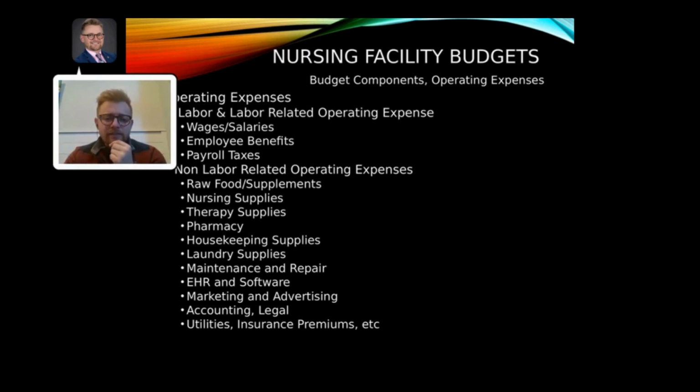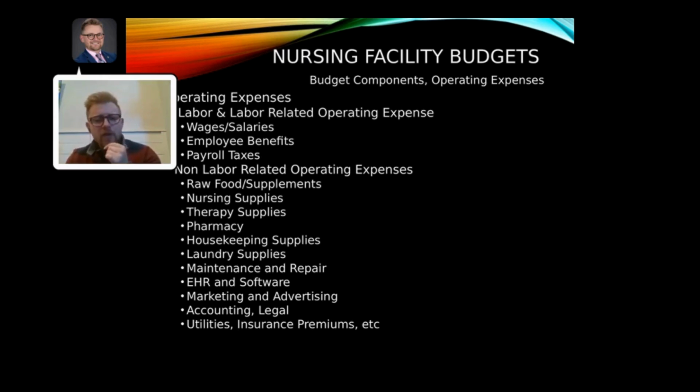It is the expense associated with everything related to your labor, like benefits, your PTO, your sick pay, payroll taxes, things like that. It's not labor expense, but it's an expense that is directly related to your labor.